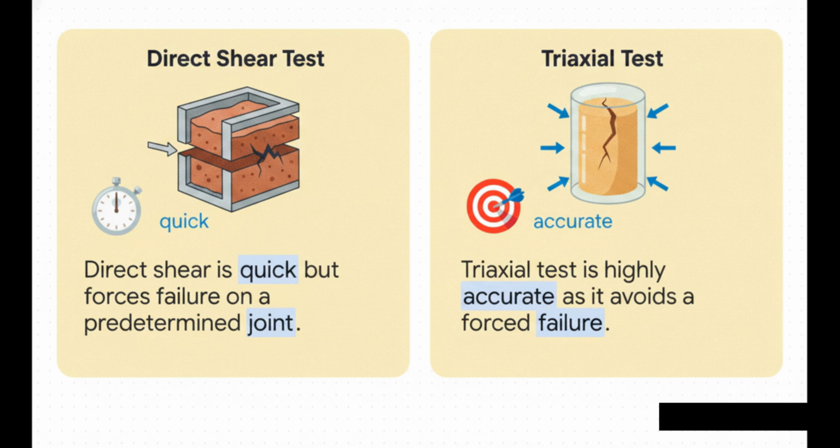On the flip side, the triaxial test is much more complex and highly accurate because it doesn't force a predetermined failure plane. Because of this, the triaxial test is often the go-to for major, critical projects where highly accurate estimation is just paramount. However, the direct shear test still remains a brilliant foundational baseline for geotechnical engineers all over the world.